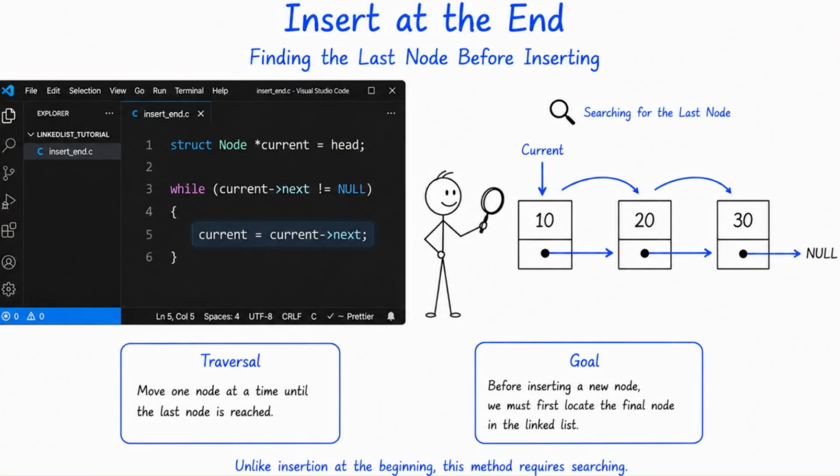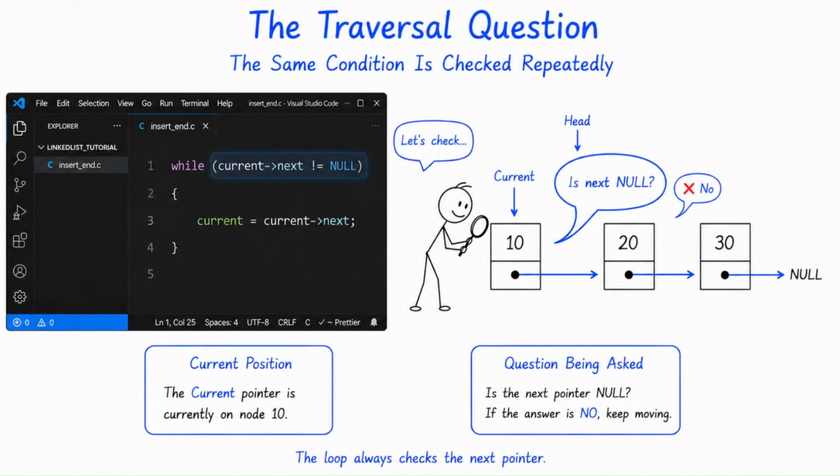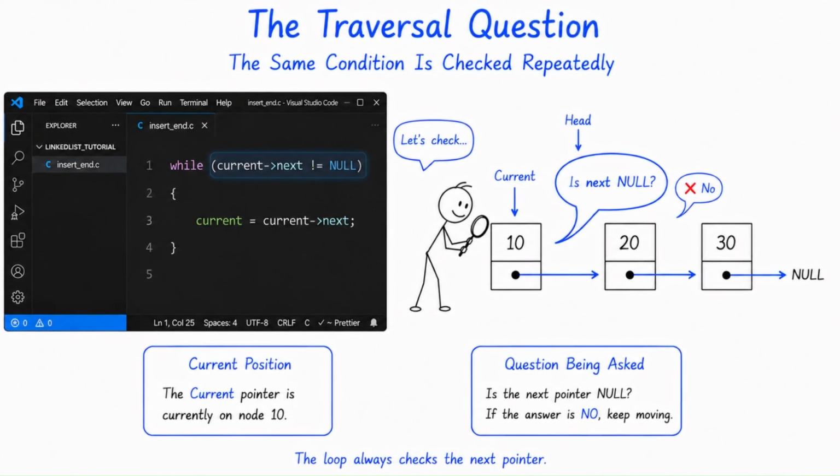Moving on to section 3, adding at the end, the traversal challenge. To add a node at the end, obviously we first have to find the end. And we do that by walking down the list. We're checking one specific condition over and over. Is our current node's next equal to null?